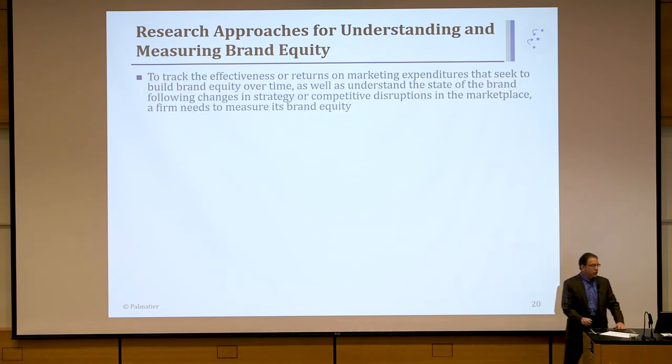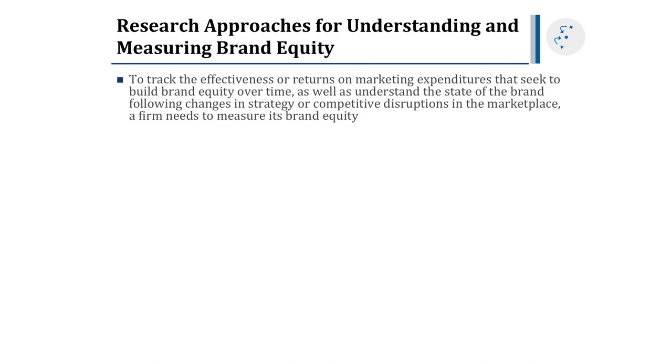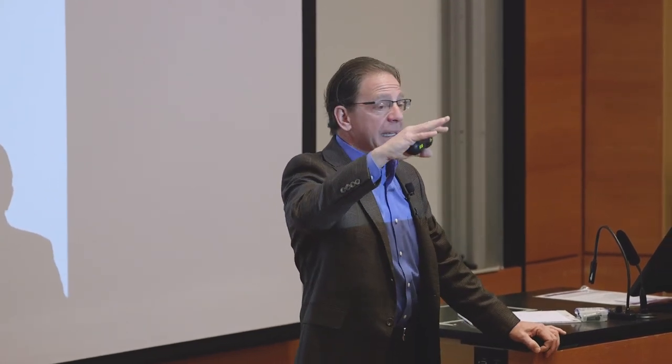So in order to track the effectiveness or returns on marketing expenditures, you need to measure brand equity over time. A company like Procter & Gamble measures brand equity for their big brands on an ongoing basis, and they have a report card. Every quarter, they don't even look at how much money they make, they look at how's the brand equity of Tide soap. If it starts dropping down, they put more money towards it.